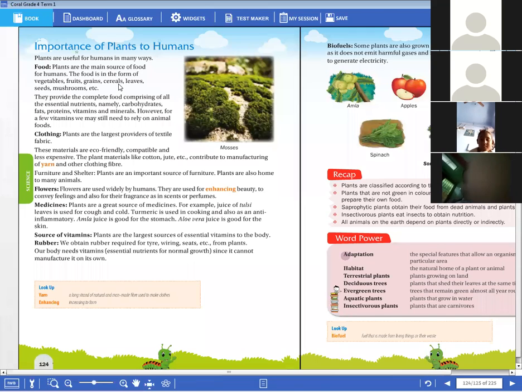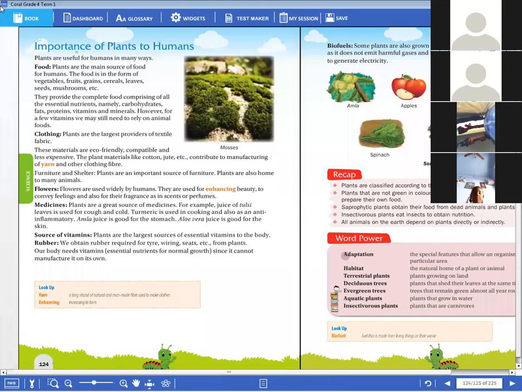So, it is one of the reasons. Yes or no? For the breathing purpose, unless plants are there, how can we breathe? We won't get oxygen unless the plants give us oxygen. Yes, so it is one of the reasons, and here they have given some of the reasons, children, like food, clothing, flowers, medicines, vitamins, rubbers, a biofuel. These are all some of the uses of the plants to us.